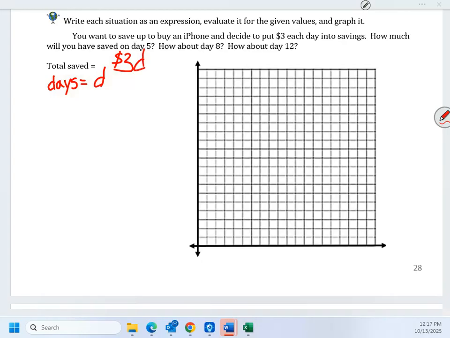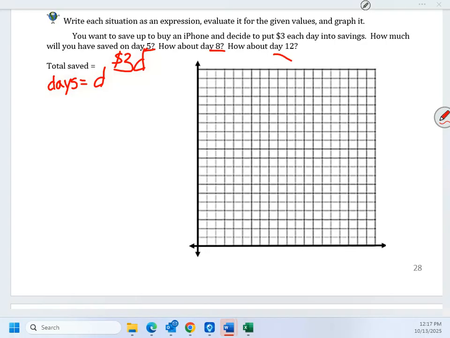Yeah, 3 times D. So that is my expression, because I figured out what it was changing for my variable, and then you always have to figure out, am I multiplying, dividing, adding, or subtracting that constant that's always there. So if we're putting aside $3 every day, we know we're multiplying it by 3. So now we have to put in day 5, day 8, and day 12 into our equation.